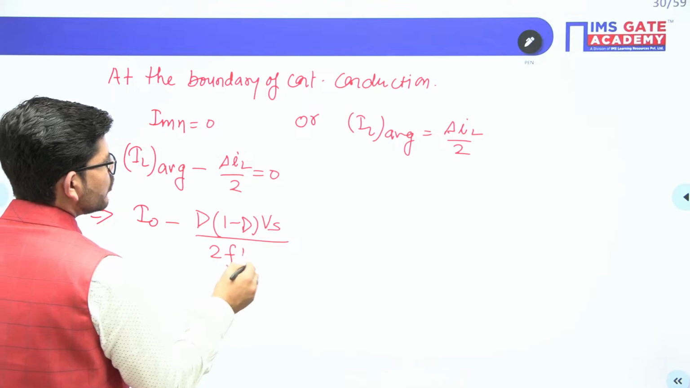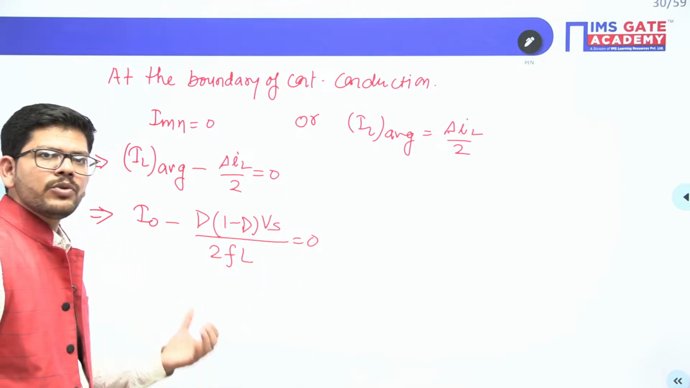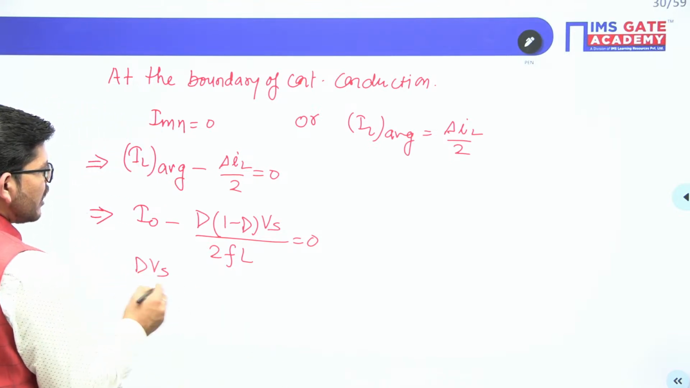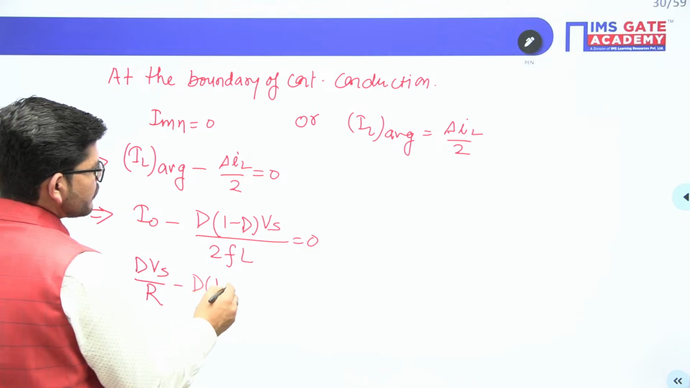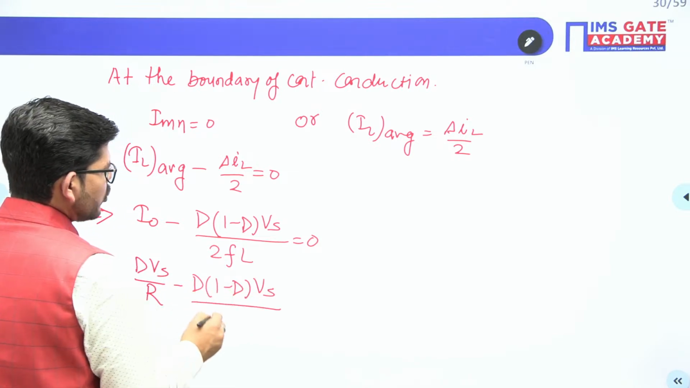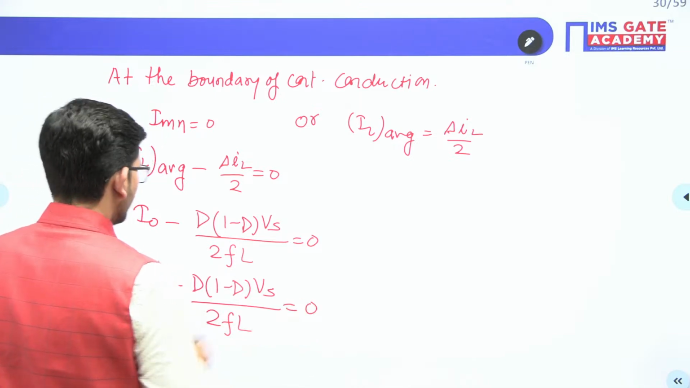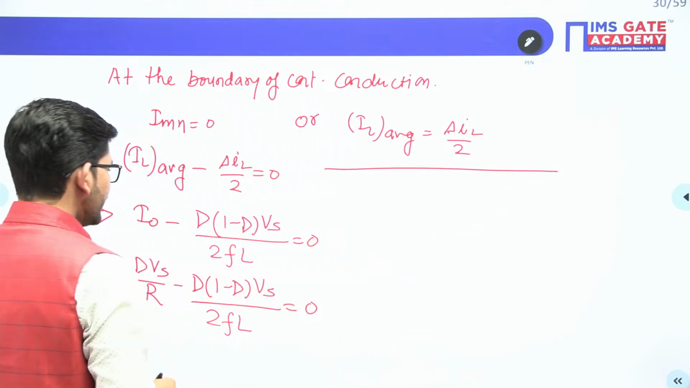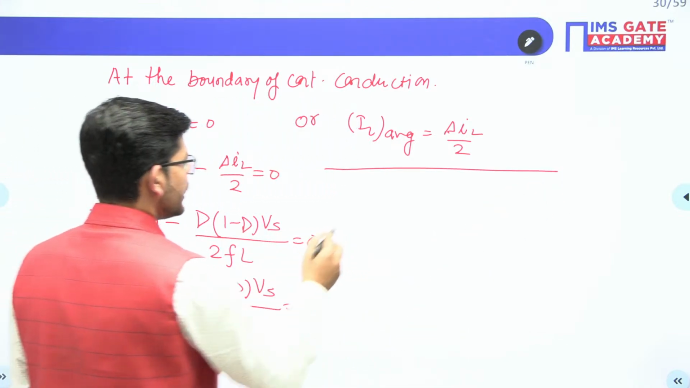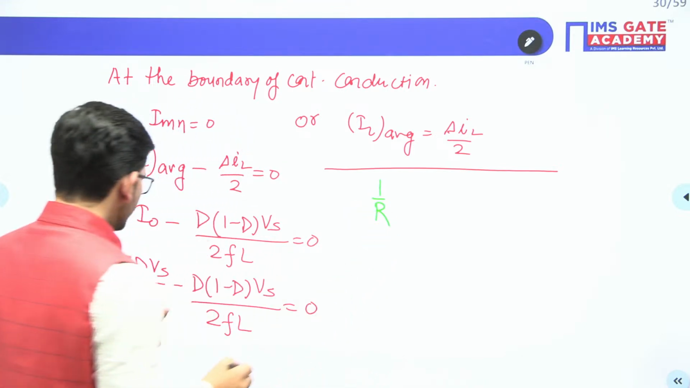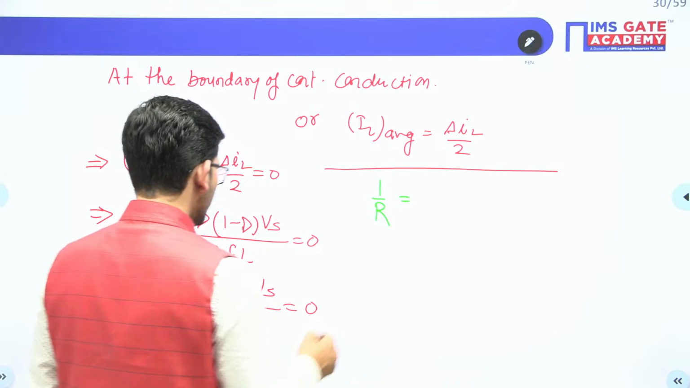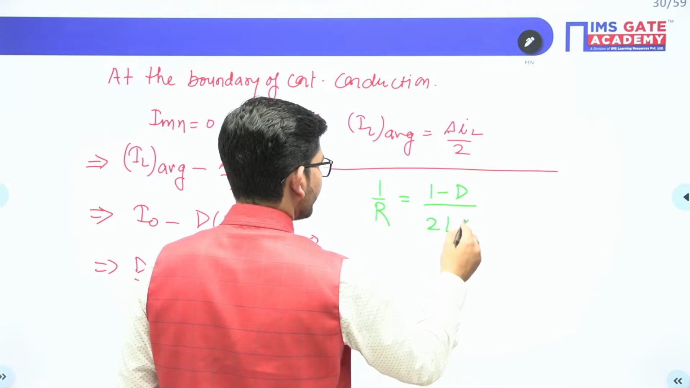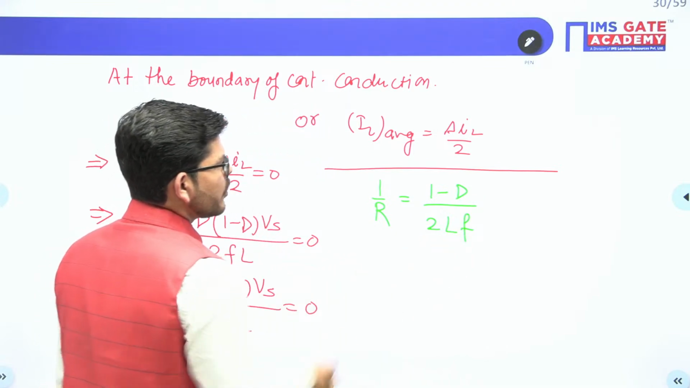I think you might have remembered this formula because we are using it very frequently, isn't it? Now I naught will be dVs upon R minus D 1 minus D Vs over 2 FL, and this is equal to 0. After that, when you solve it, you will get 1 by R equals 1 minus D upon 2FL. Now we have to calculate D here.